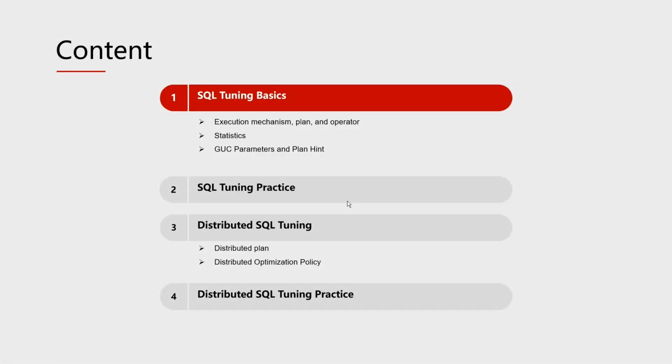So here is the content for this course. We have 4 main sections to go through. We'll start by looking into some SQL tuning basics, which includes the SQL execution mechanism, plan and operator, as well as statistics, GUC parameters, and plan hint. We'll go over each of these in detail, knowing what they are, how they work, and how we could use these to help us optimize our SQL statement.